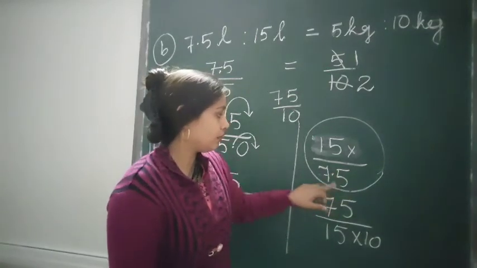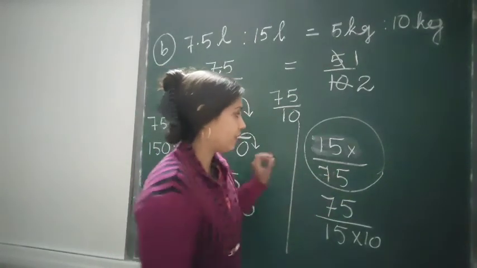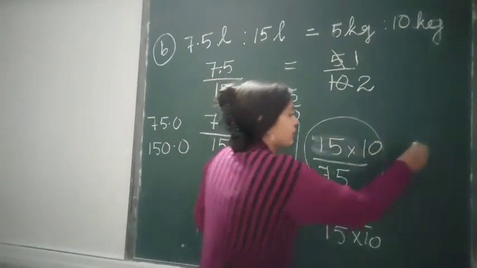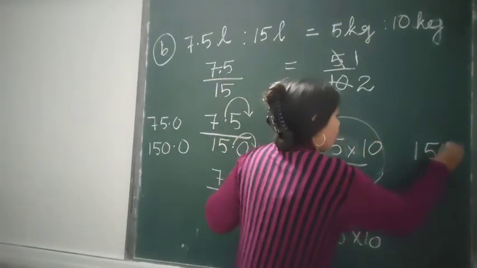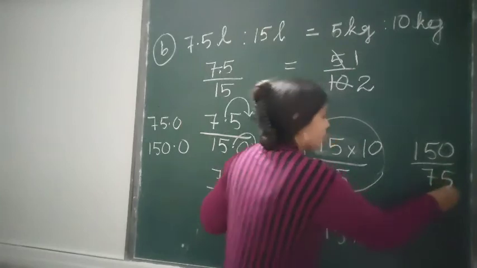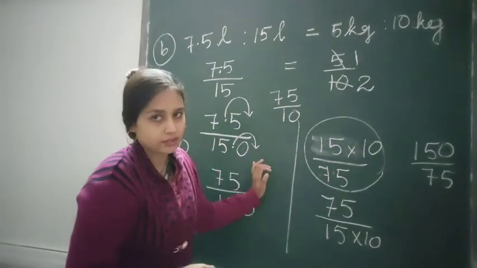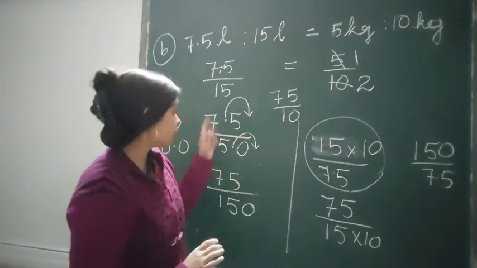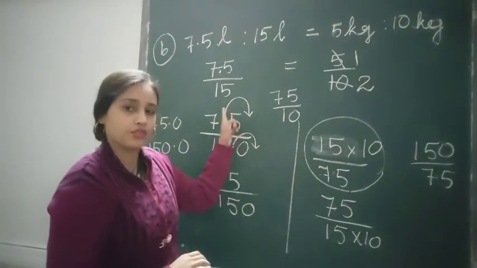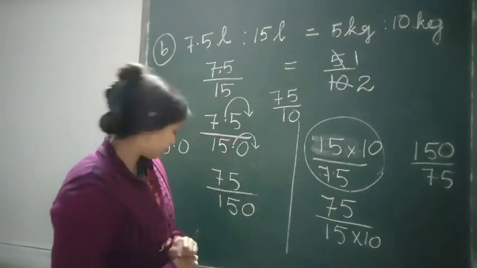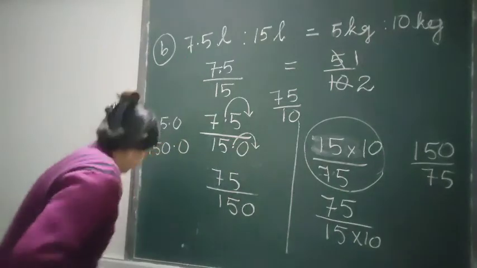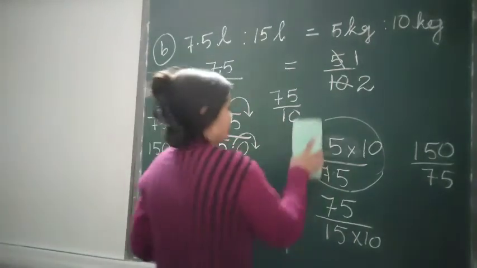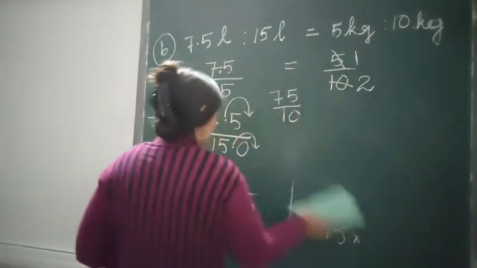So here this will become 75 into 10, which gives us 150 by 75. Okay, understood? So either of the two methods you can use, children. So this was just the example.